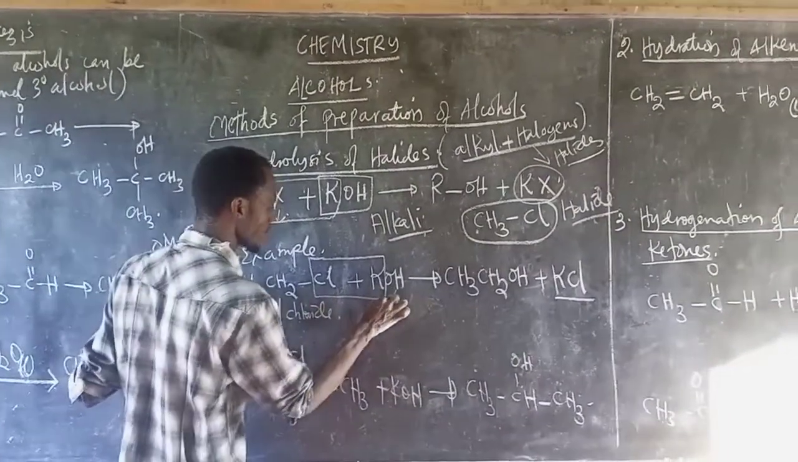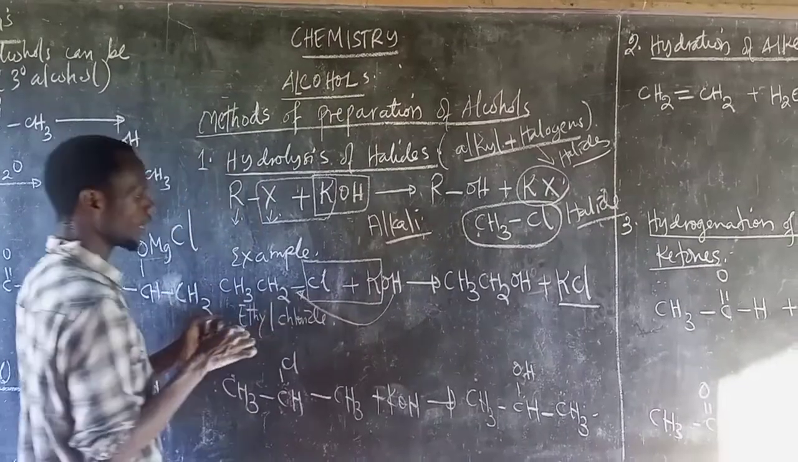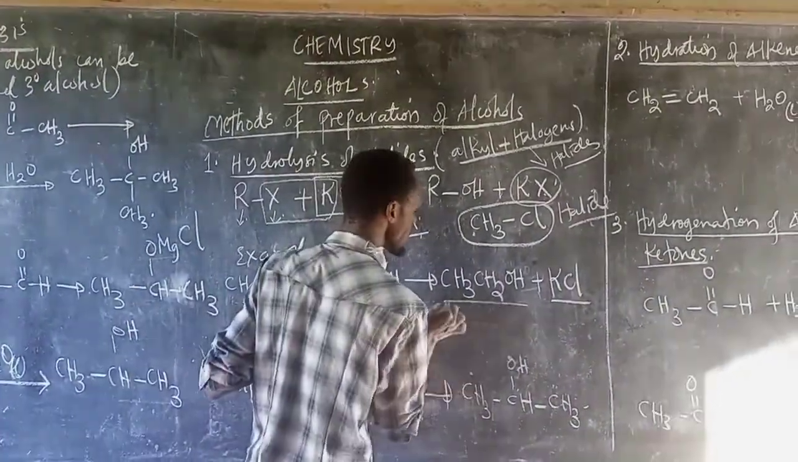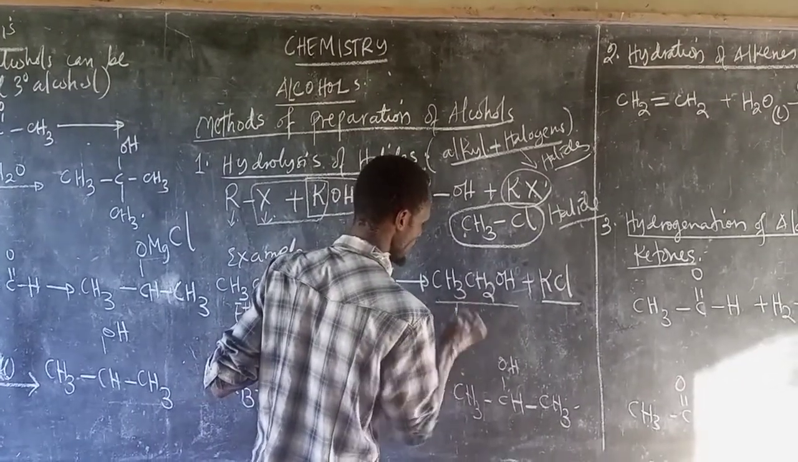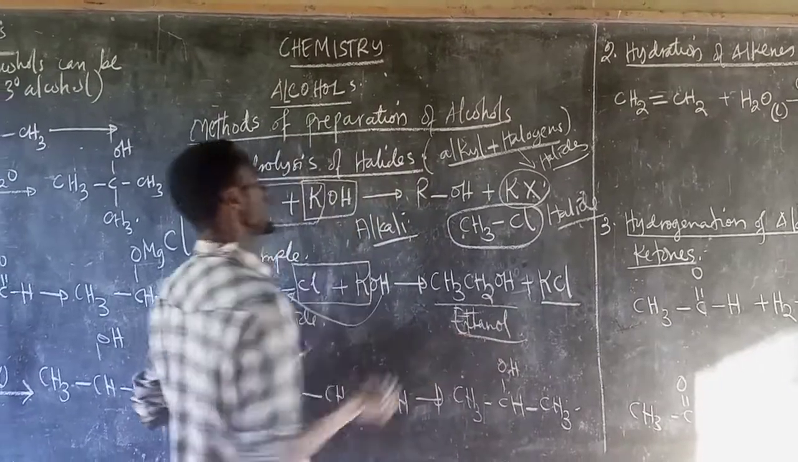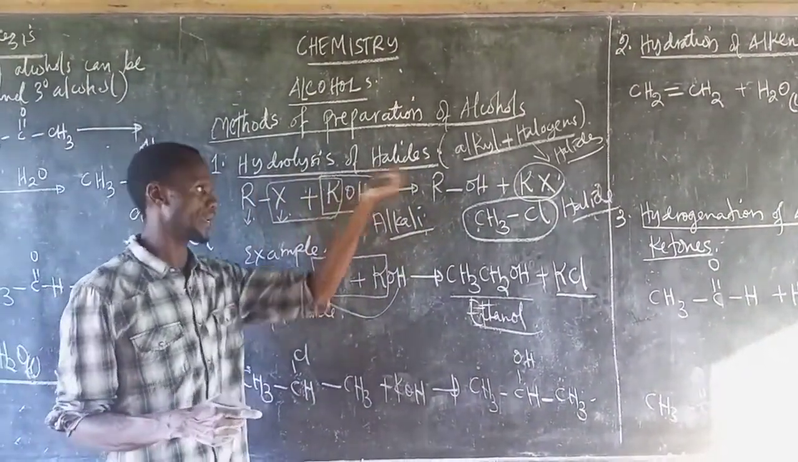Then this will substitute here, it will be substituted here, to form alcohol. This is ethanol. This is how it is formed. Now this is called hydrolysis of halides.